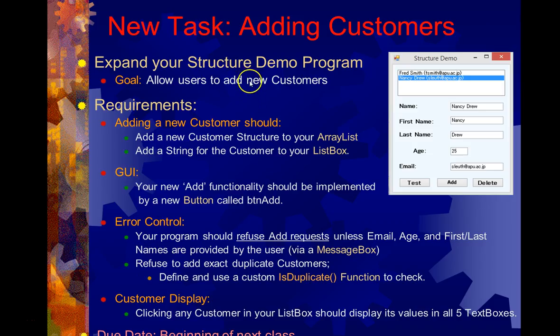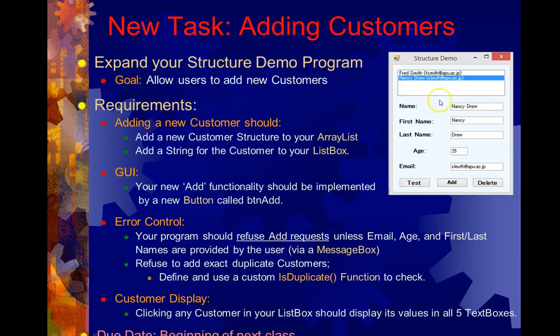So finally, this is your task here, your homework. Let's check it. Expand your structure demo program. The goal is to allow users to add new customers. The requirements: adding a new customer should add a new customer structure to your array list. In other words, we want to add something to the array list, which is kind of like our database, right? And then also add a string for the customer to the list box. We want to be able to see the name of the new customer as well in the list box.